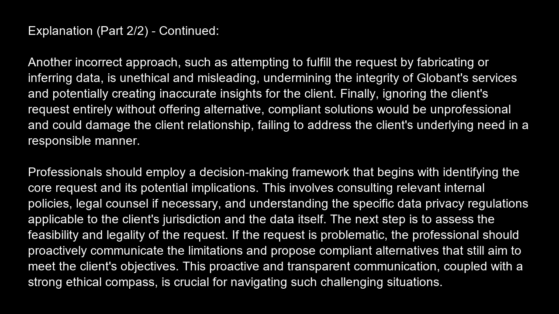Professionals should employ a decision-making framework that begins with identifying the core request and its potential implications. This involves consulting relevant internal policies, legal counsel if necessary, and understanding the specific data privacy regulations applicable to the client's jurisdiction and the data itself. The next step is to assess the feasibility and legality of the request. If the request is problematic, the professional should proactively communicate the limitations and propose compliant alternatives that still aim to meet the client's objectives. This proactive and transparent communication, coupled with a strong ethical compass, is crucial for navigating such challenging situations.